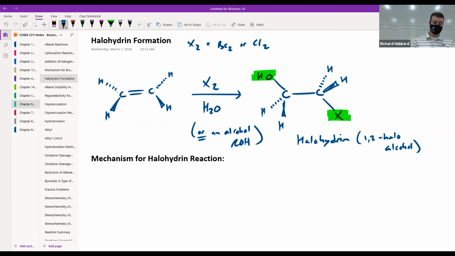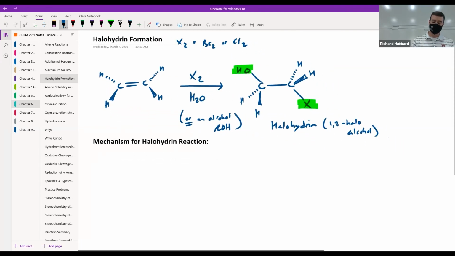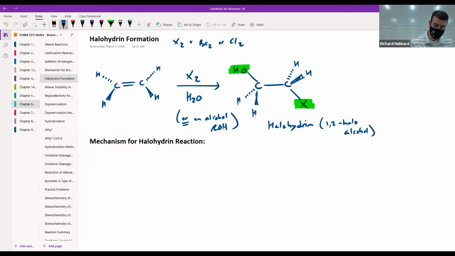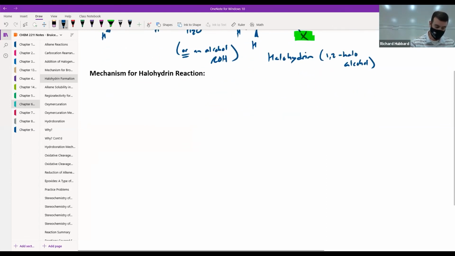Let's do the mechanism. We'll make this bromine for our mechanism here because we want to be specific. Trans-2-butene.